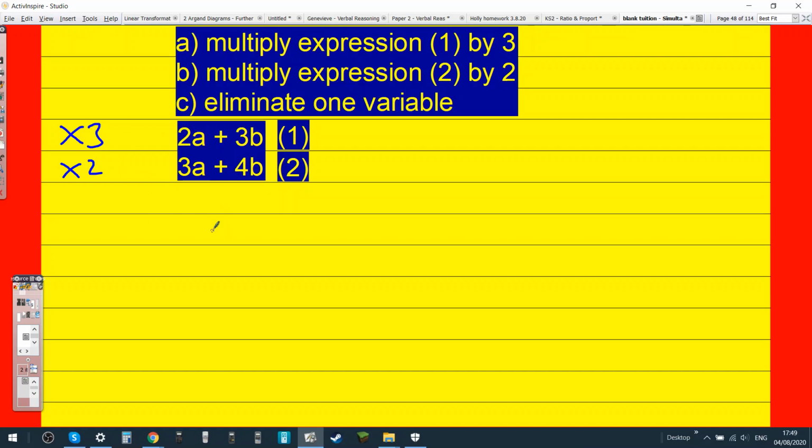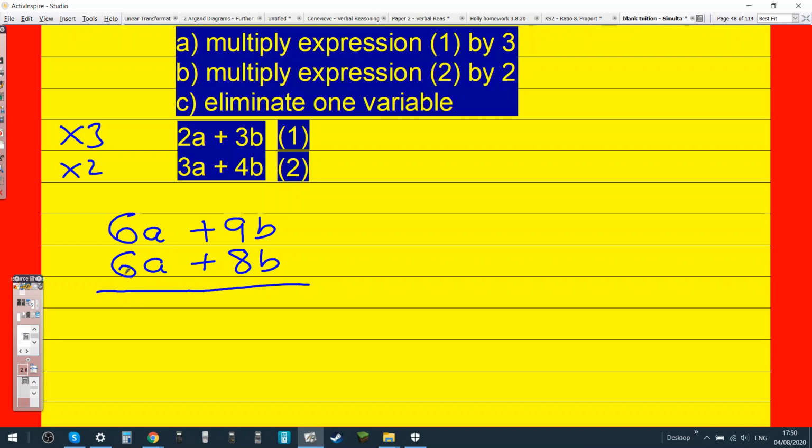And so times top by 3 and times bottom by 2. Okay. So that means the top would be 6a plus 9. And bottom? And then it would be 6a plus, times by 8b. That's it.